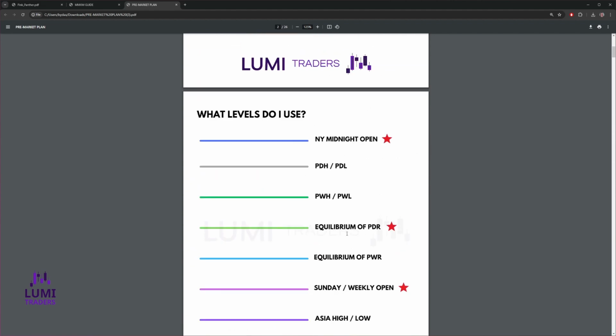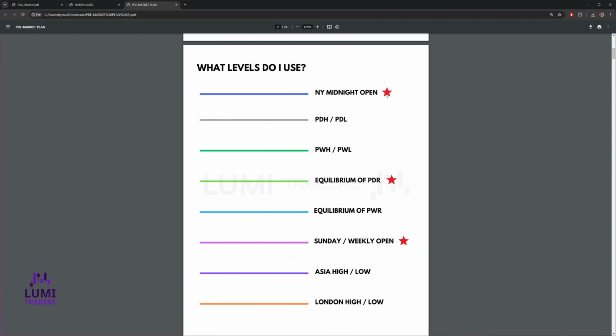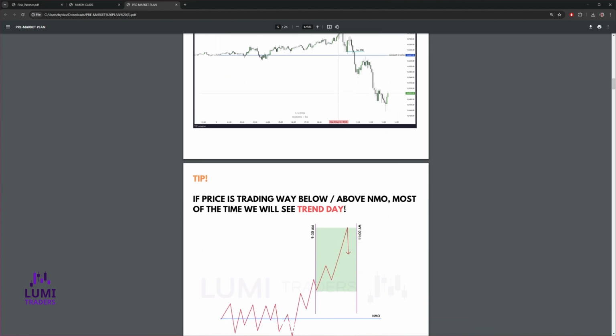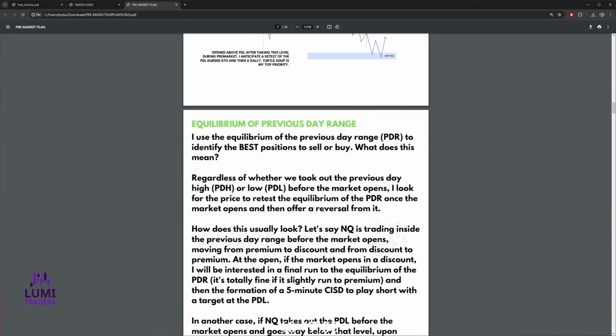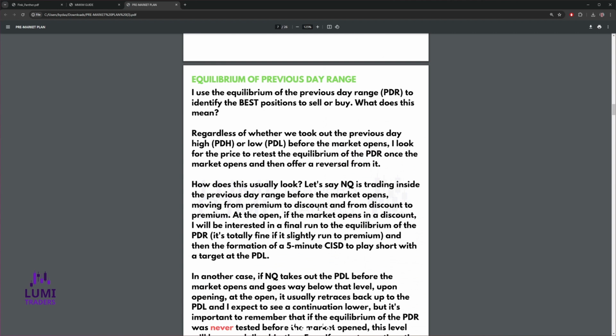So this is what I wanted to explain about New York midnight open. Next, I want to talk about equilibrium of previous day range. I don't see a lot of people use this level, but if you're trading NQ, you must try it. Okay, let's talk about this: equilibrium of previous day range. Of course, it works for ES and any other instrument, but I personally trade NQ, and for NQ it works so well. I use equilibrium of previous day range to identify the best position to sell or buy.